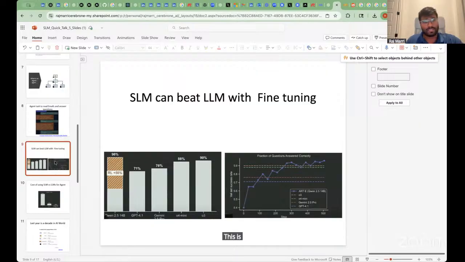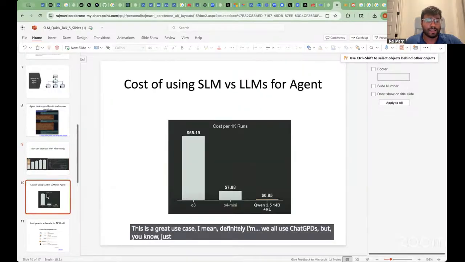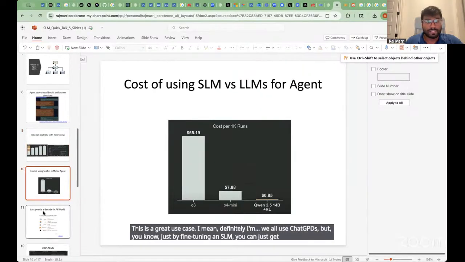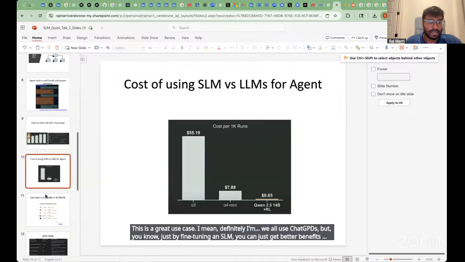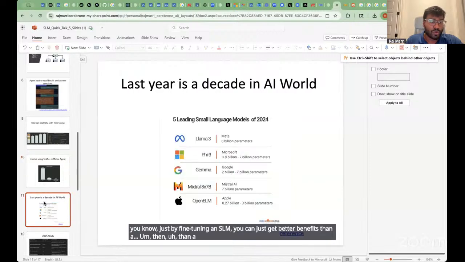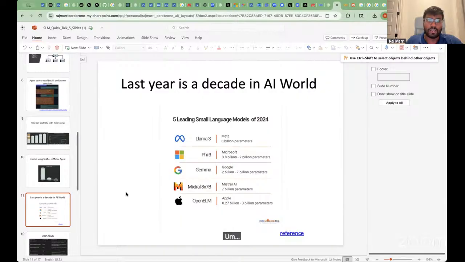I mean, definitely, we all use ChatGPT, but just by fine-tuning an SLM, you can get better benefits than a large language model. So yeah, definitely. Last year, it was a huge update.